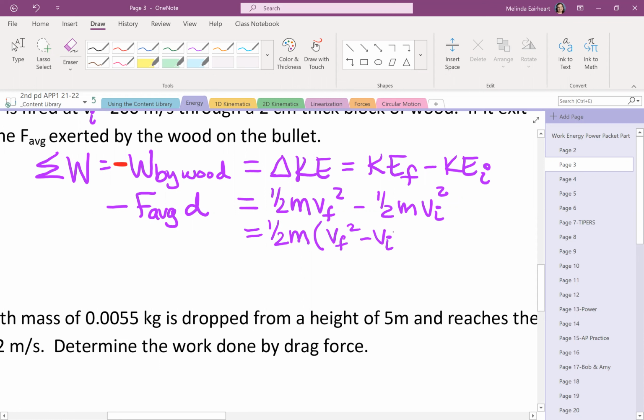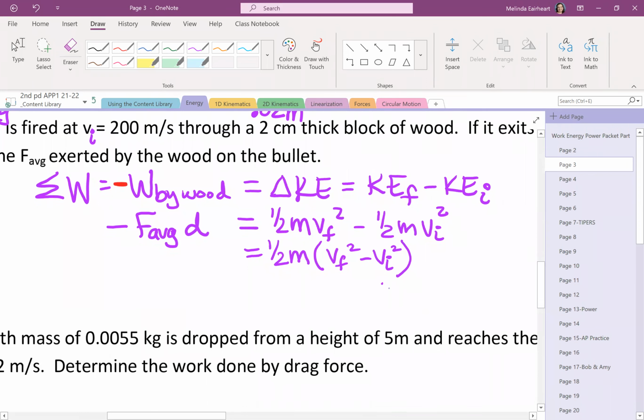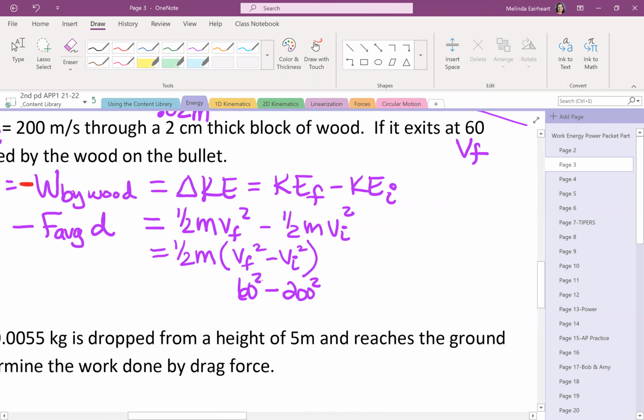Now I want to emphasize what remains. Do you take the difference in the velocities and then square, or do you square and then take the difference? Do the math both ways. It is different, okay? But you want to square and then subtract. And so the speed's given. It initially is 200 and exits at 60. And you'll notice it is going to be a small number. That's okay. You have a slowdown. You need a negative change in kinetic energy.